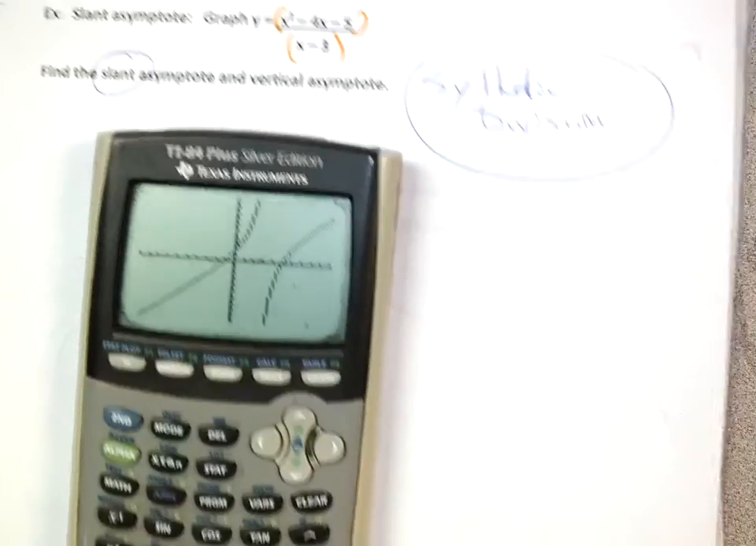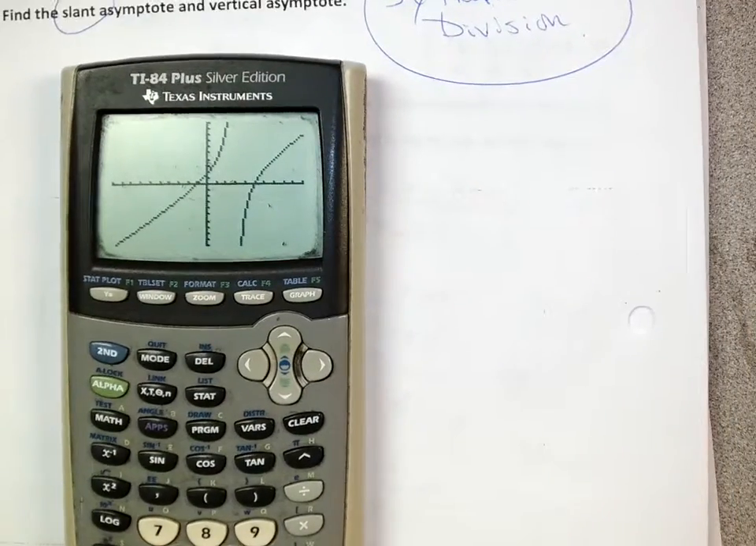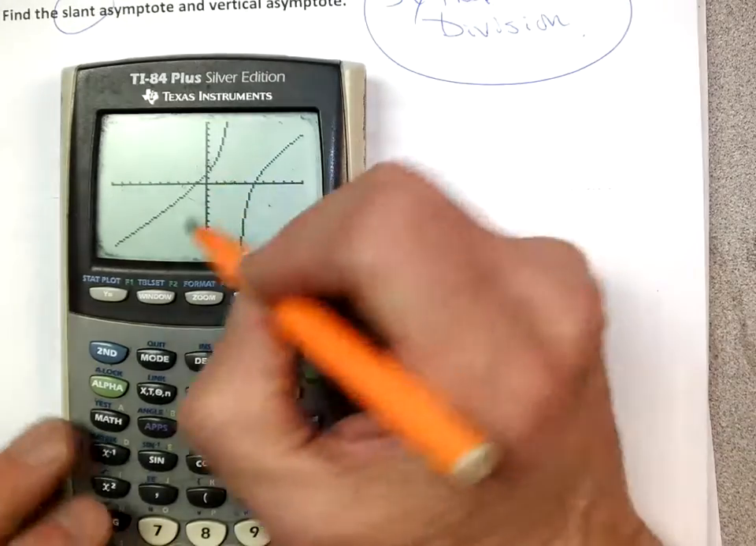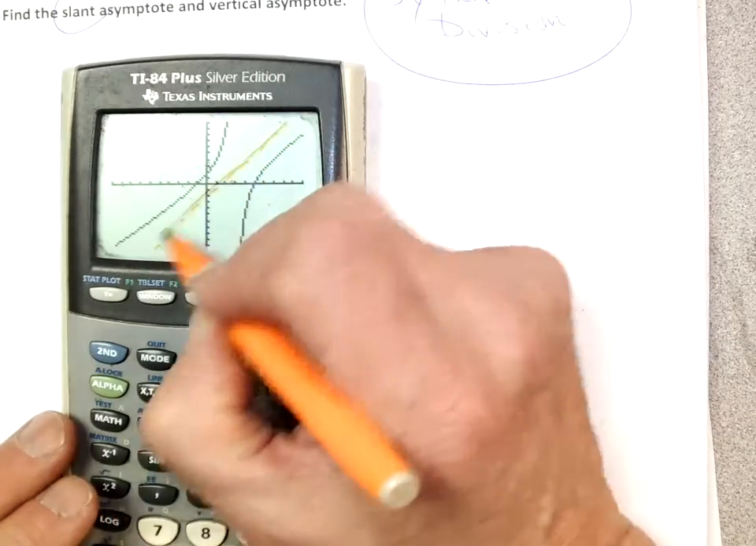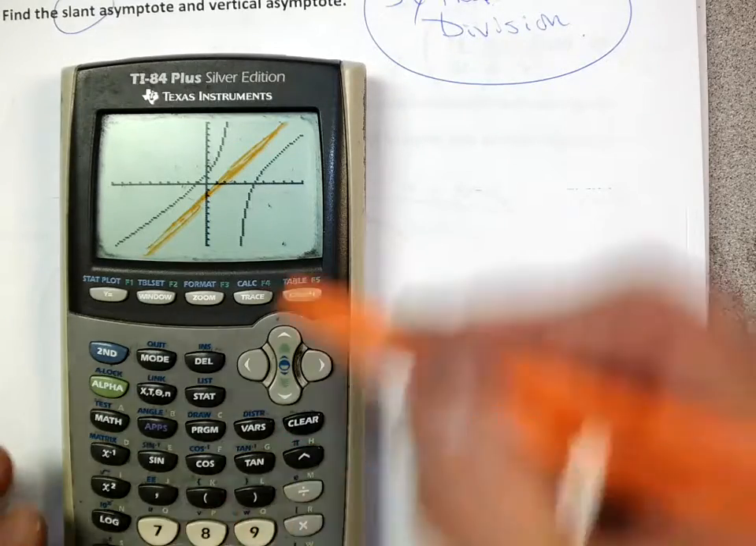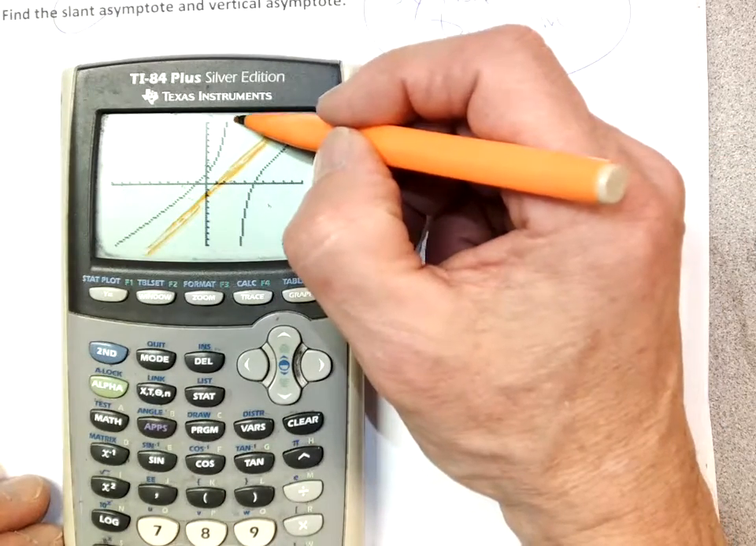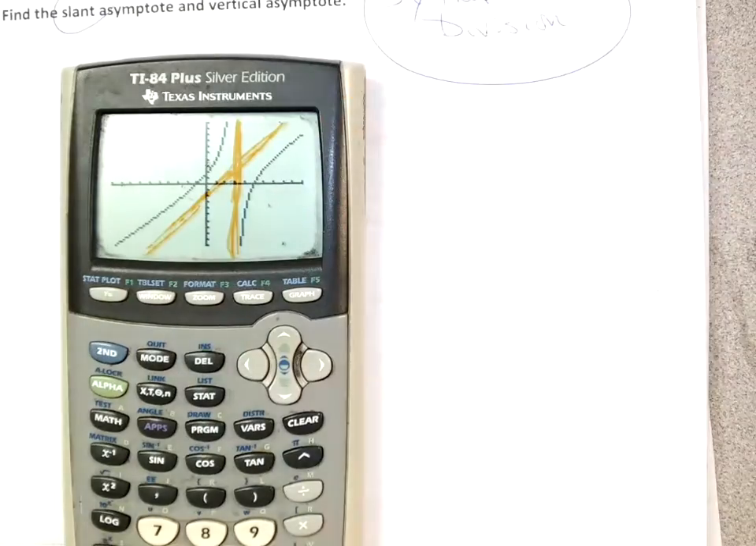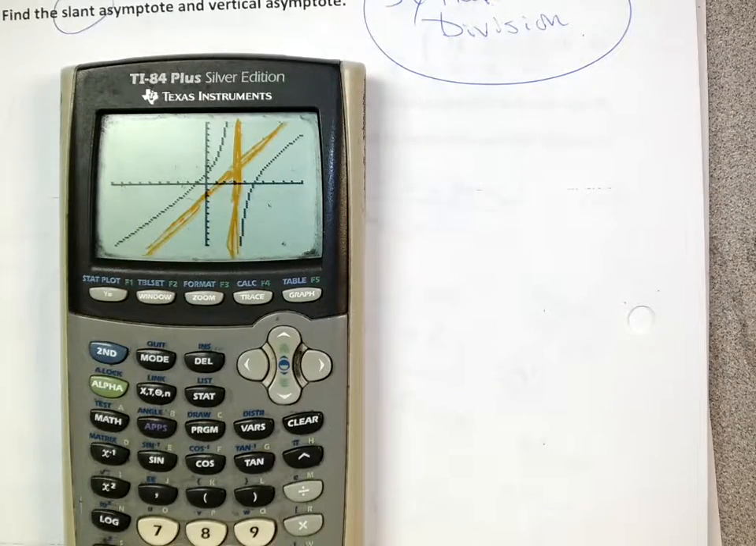So it looks to me as if, as it goes off to infinity, it might be approaching a line that goes like this. Maybe, right? It might even have a vertical asymptote here somewhere. Maybe. But we can find that all out by taking a look at the function.